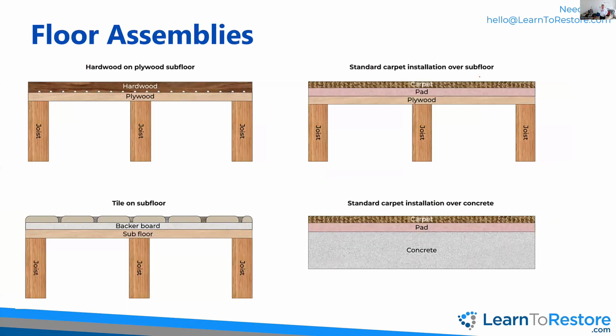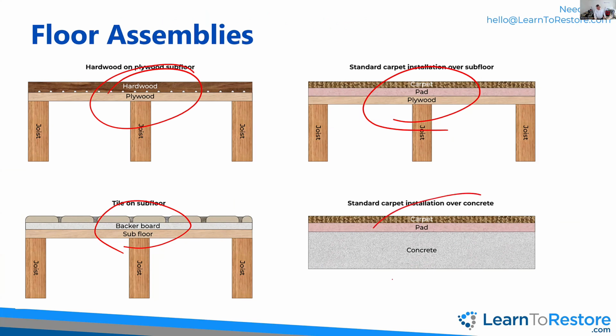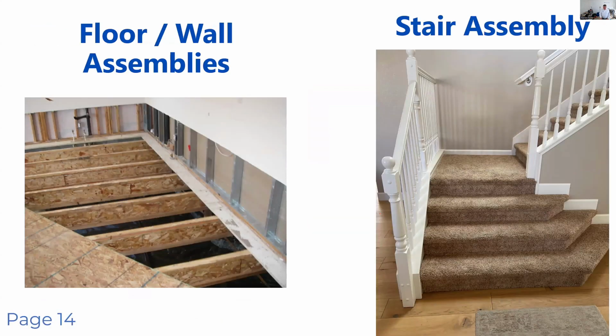So wall assemblies, floor assemblies. Do I have plywood and hardwood, or plywood and carpet and pad, or some other subfloor, OSB or whatever, with backer board or thick set or mud set and tile or stone or whatever? Or do I have concrete with carpet, pad, hardwood, whatever? So I've got to know what I'm up against. And then other assemblies. So this floor, these are called TJIs. You get a crawl space down below there, metal framing in here, and then the stair assembly.